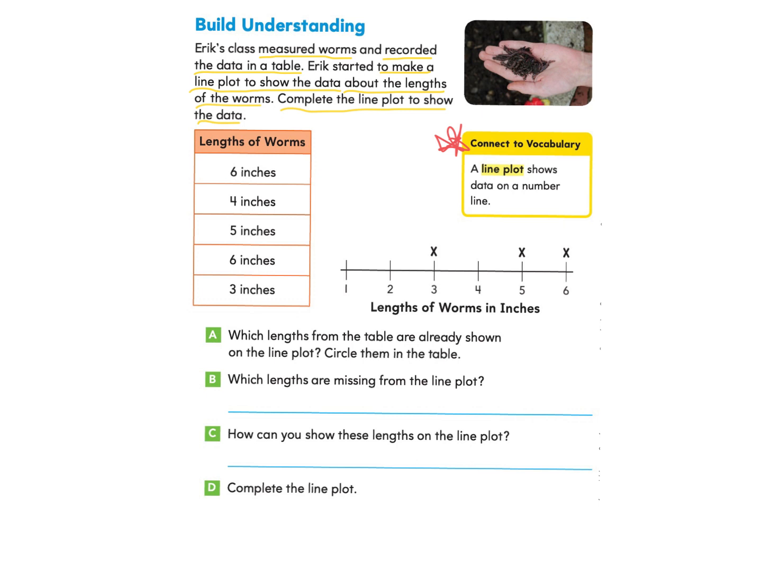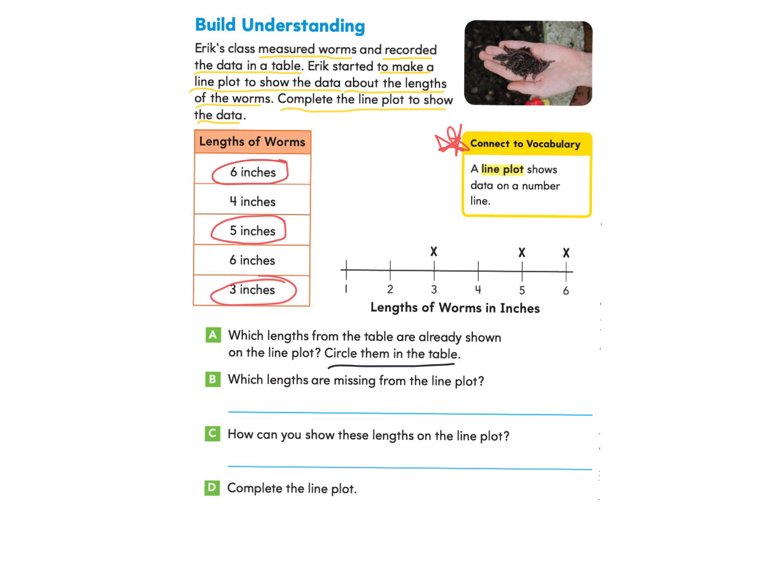Let's take a look at part A. Which lengths from the table are already shown on the line plot? Circle them in the table. Okay, so let's take a look. I'm seeing that there is 1 X at 3, so I'm going to go ahead and circle 3 inches. Next, I see there is 1 X at 5, so I'm going to circle the 5 inches. Then I see that there is 1 X at 6 inches. I show that there are actually 2 here, so I'm just going to circle 1.